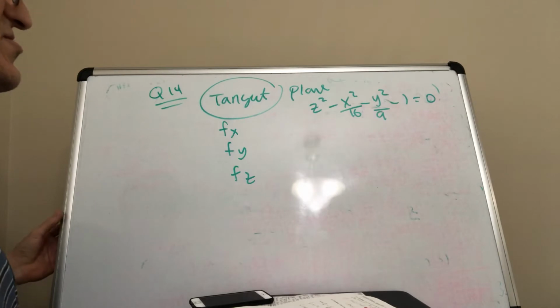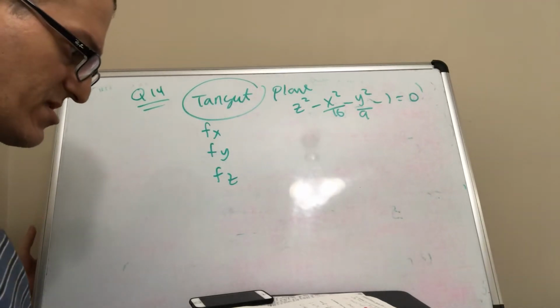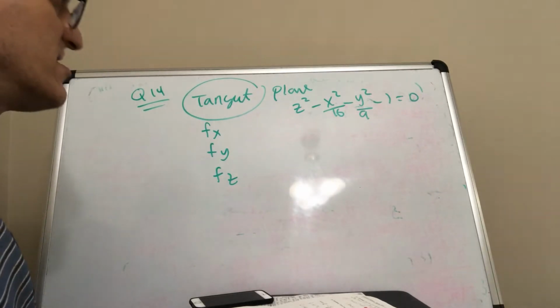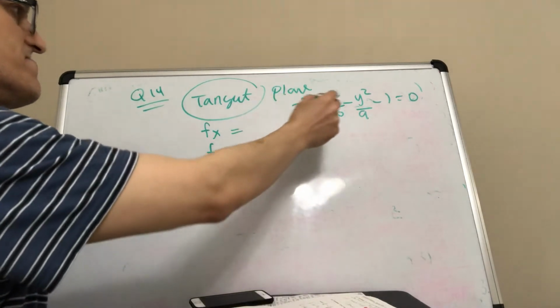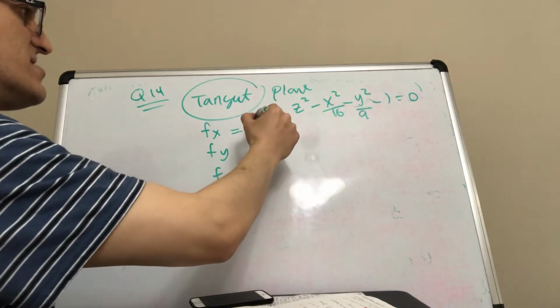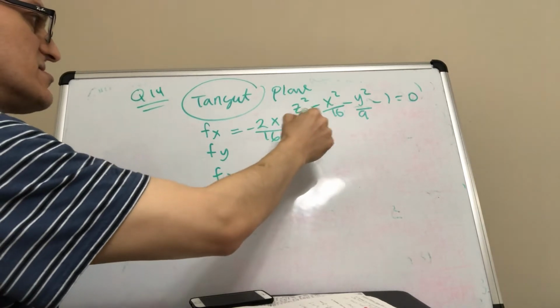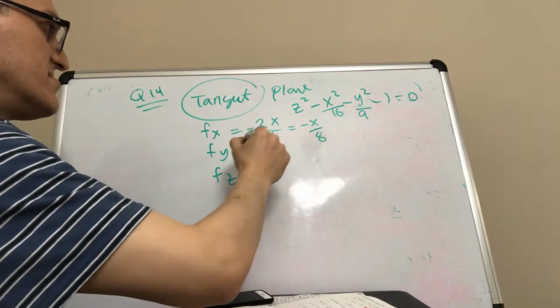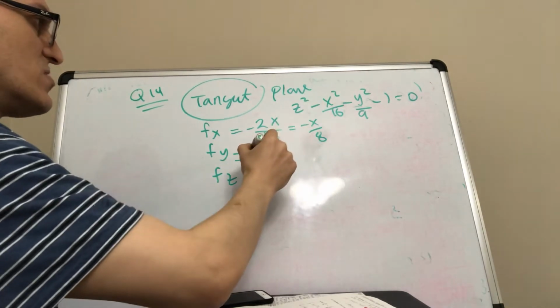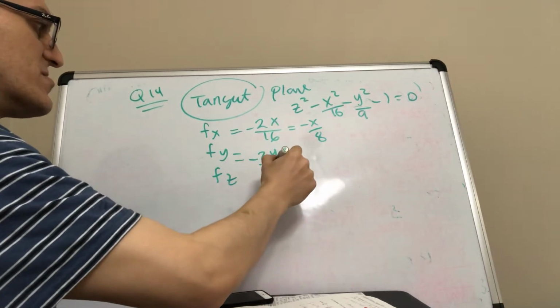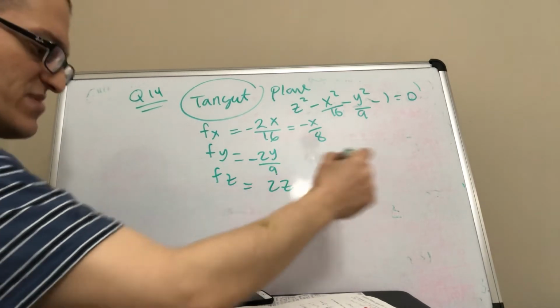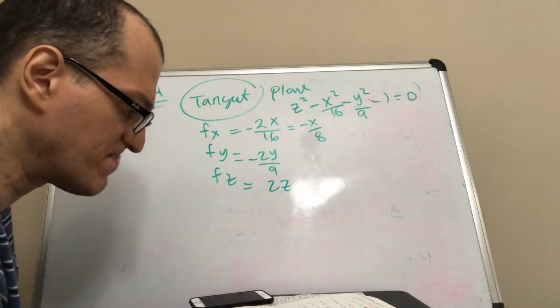So the derivative with respect to x: this here would be minus 2x over 16, everything else a constant, so minus x over 8. With respect to y would be minus 2y over 9. With respect to z, it would be 2z.